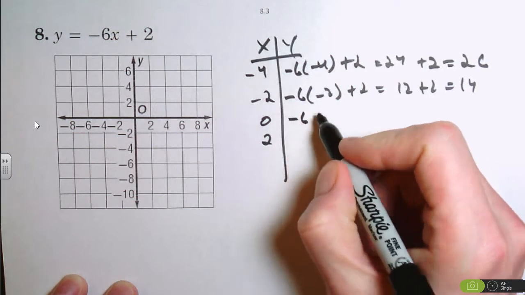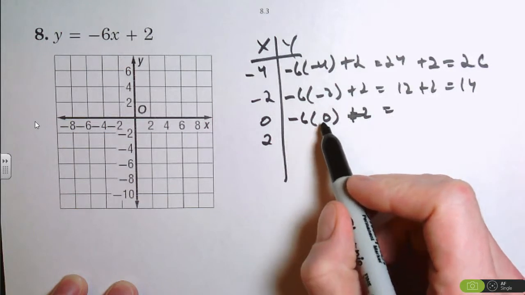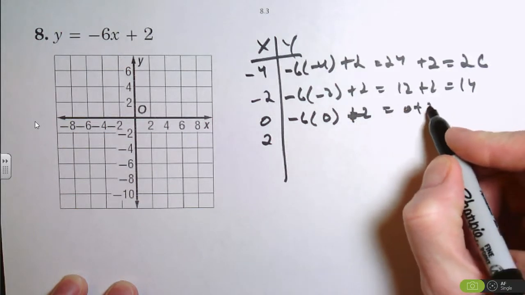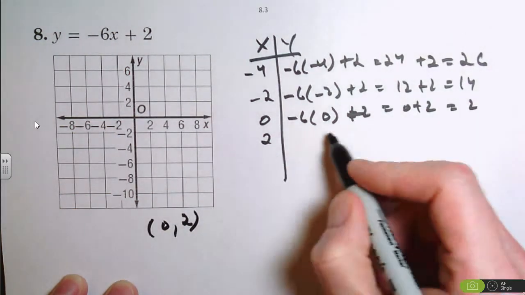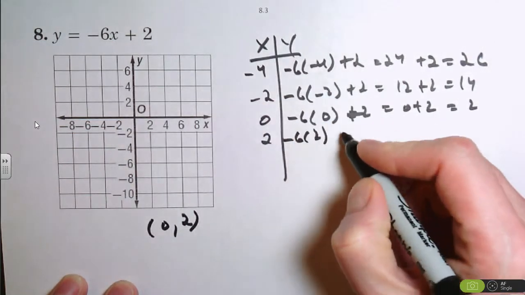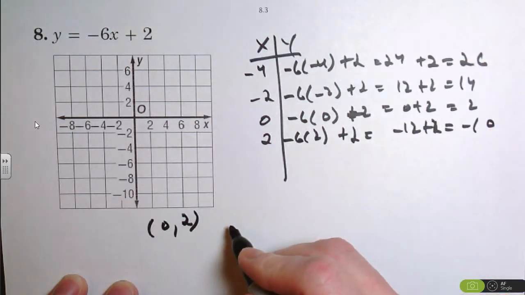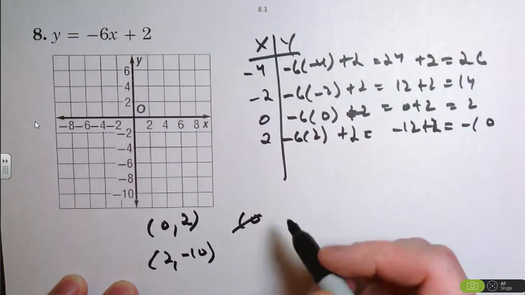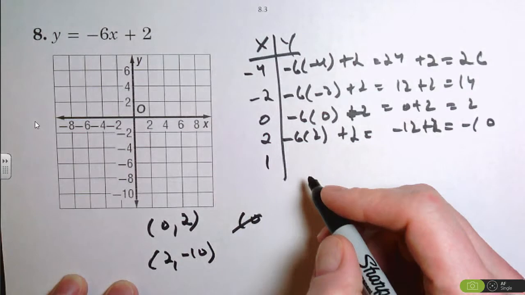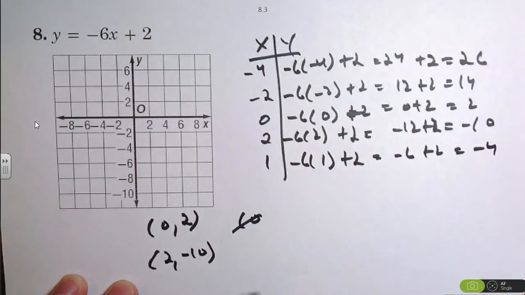So now negative 6 times 0 plus 2 is 0 plus 2, which is 2. Well, that one fits, so 0, 2 is a good point. Try 2 then. Negative 6 times 2 plus 2 gives me negative 12 plus 2, which is negative 10. That's going to fit, but just barely, so I want to get at least one more point in there. I'll try 1, because between 0 and 1 it worked. Negative 6 times 1 plus 2 gives me negative 6 plus 2, which is negative 4. So 1, negative 4 also works.